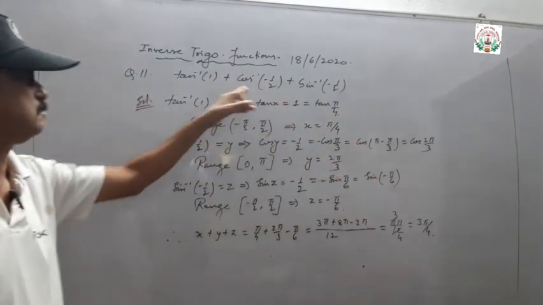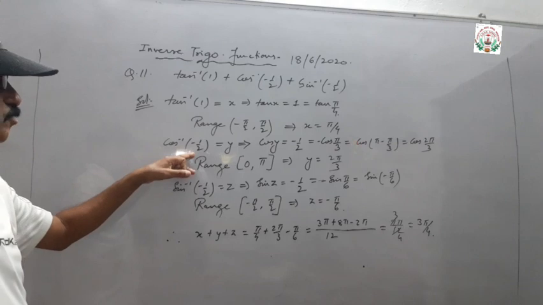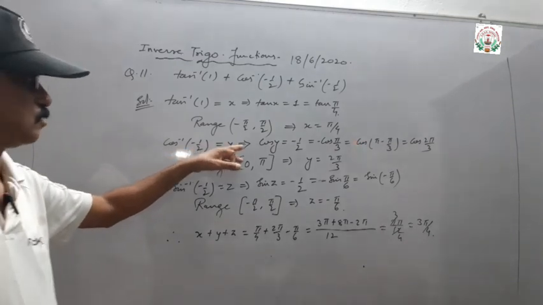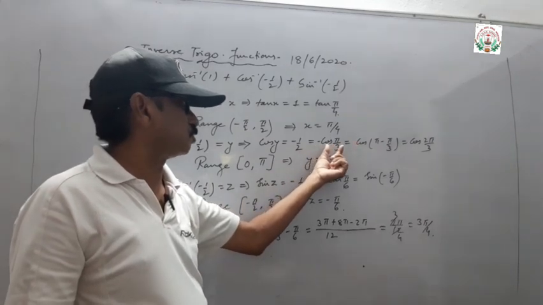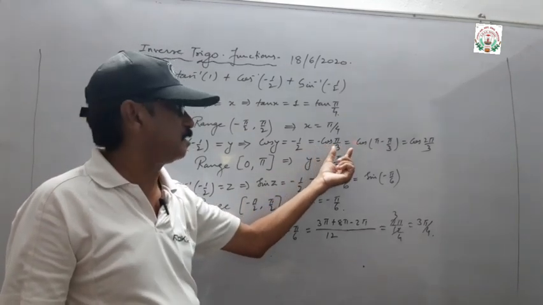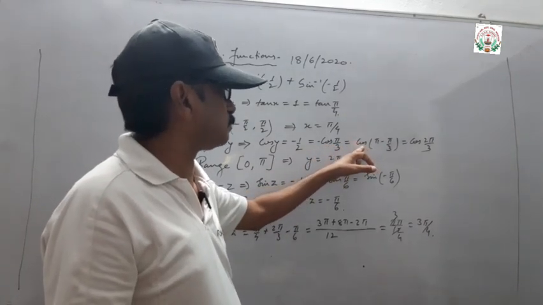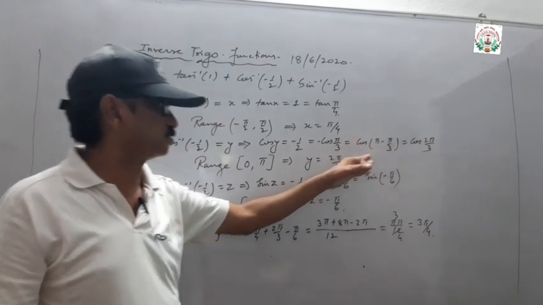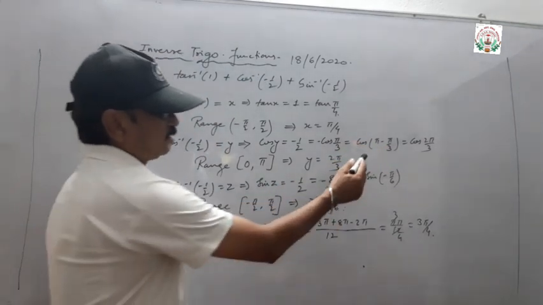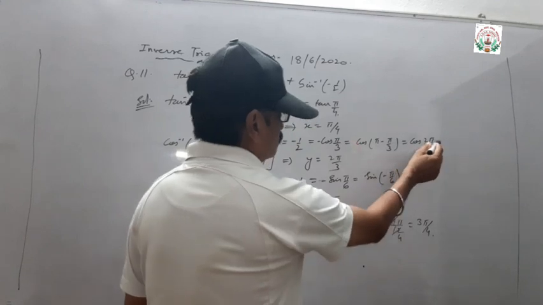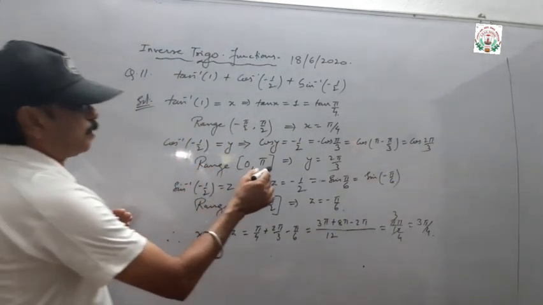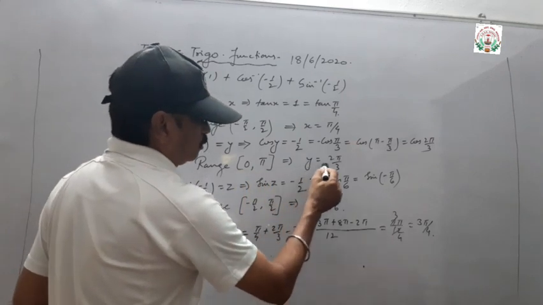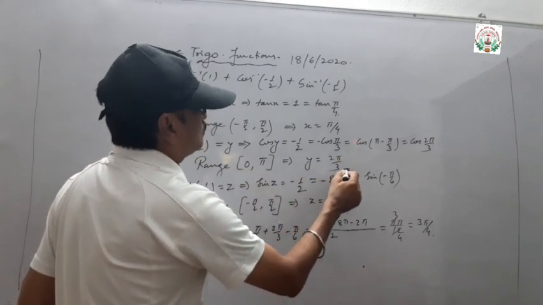Now for the second, cos inverse of minus 1 by 2 which equals y, cos y equals minus 1 by 2, which becomes minus of cos 60 degree, that is pi by 3. So minus, that becomes cos 180 minus theta is minus cos theta. So cos pi minus pi by 3, it becomes cos 2 pi by 3. So range of the cos inverse function is 0 to pi. So y belongs to 2 pi by 3, 120 degree.